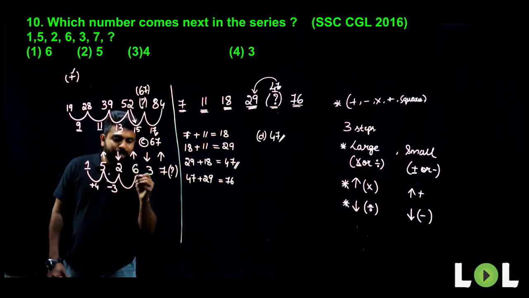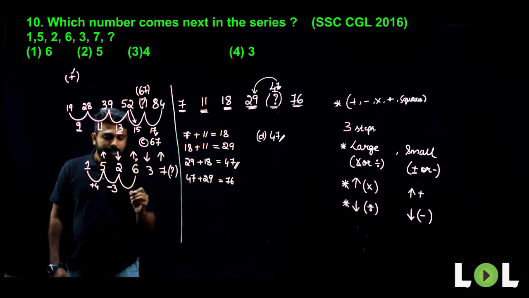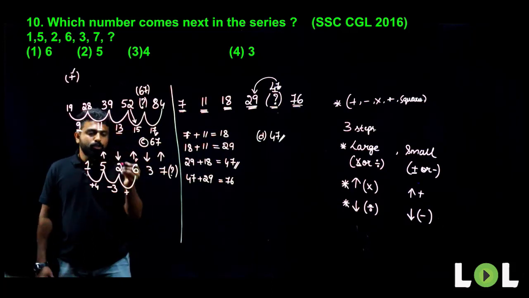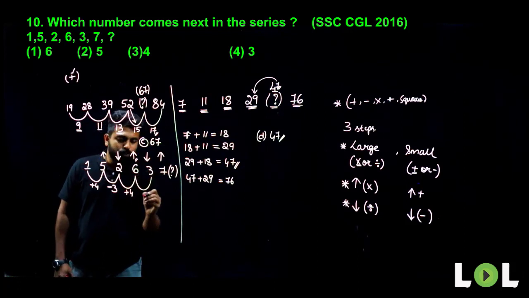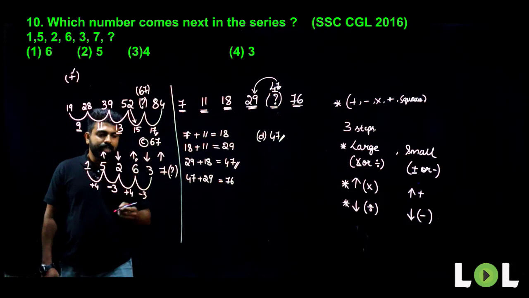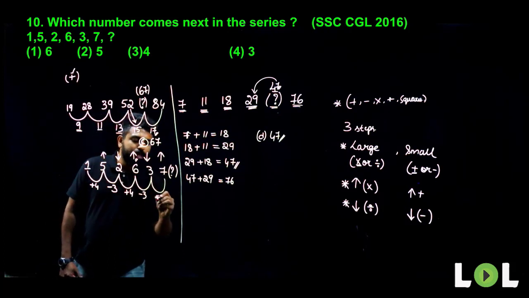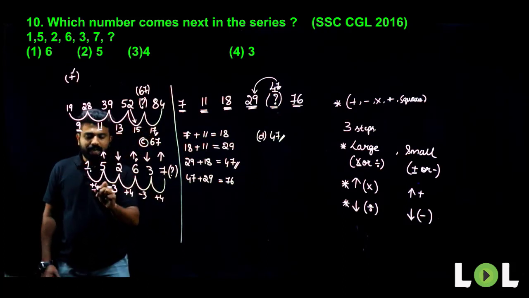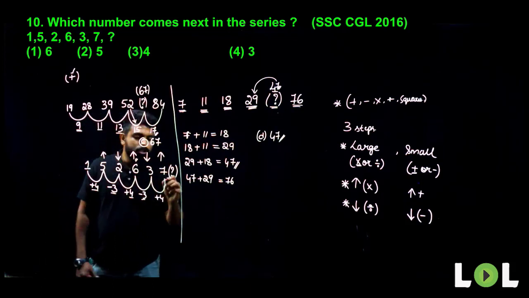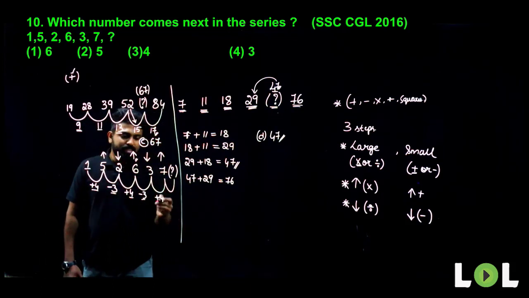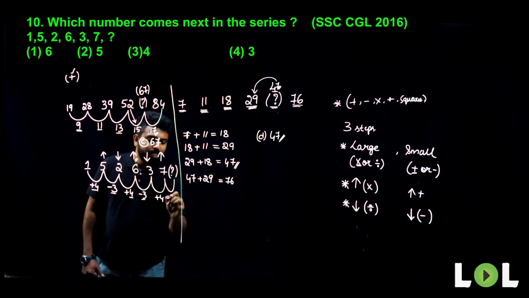Similarly, what next? What's happening? There is an increment, meaning there is a positive sign. So from 2 to 6, how can I go? I just need to add 4. Similarly, from 6 to 3, what's happening? Minus 3. From 3 to 7, there is plus 4. Look at these terms. There is addition of 4, subtraction of 3. Addition of 4, subtraction of 3. So what should be my next difference here? The next difference here should be subtraction of 3.